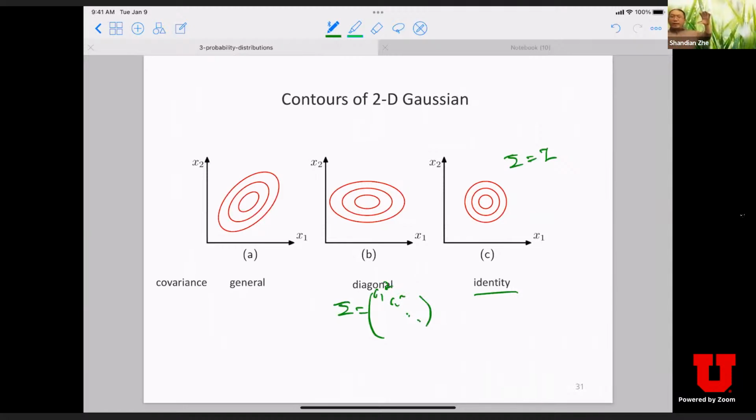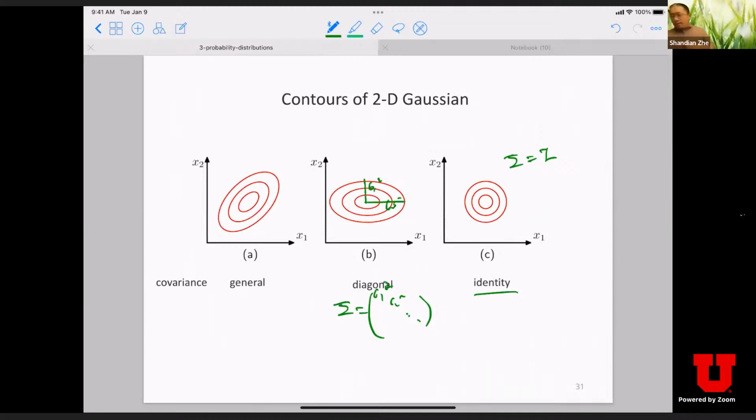Then you still see an ellipse, but it's parallel to the x-axis and the y-axis. But here and here are different. This might correspond to sigma 1 square, this might correspond to sigma 2 square. So it corresponds to different variance along different axes.